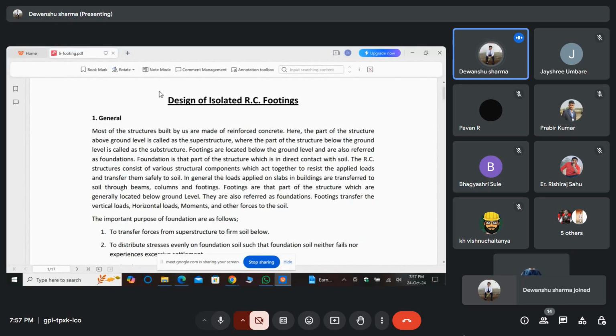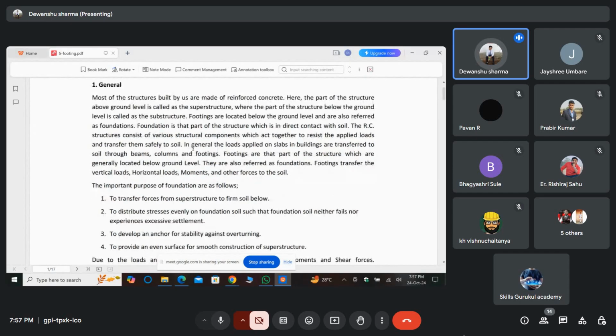Good evening everyone. Today we are here to see a PDF on design of isolated RC footing. RC is reinforced concrete. First of all, there are some general notes like what is footing, what is a structure. Most of the structures built by us are reinforced concrete, and there are two parts of the structure. One is superstructure, which is above the ground level, and one is the structure which is below ground, known as substructure. Substructure is where footing is located.